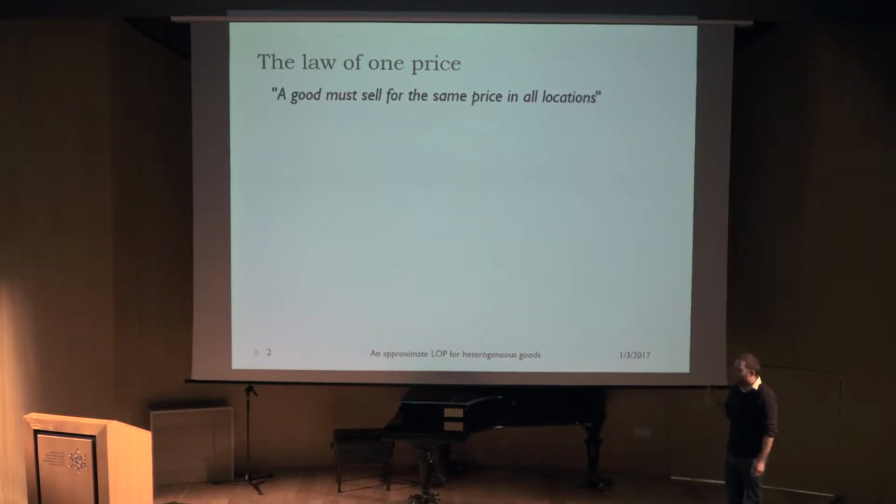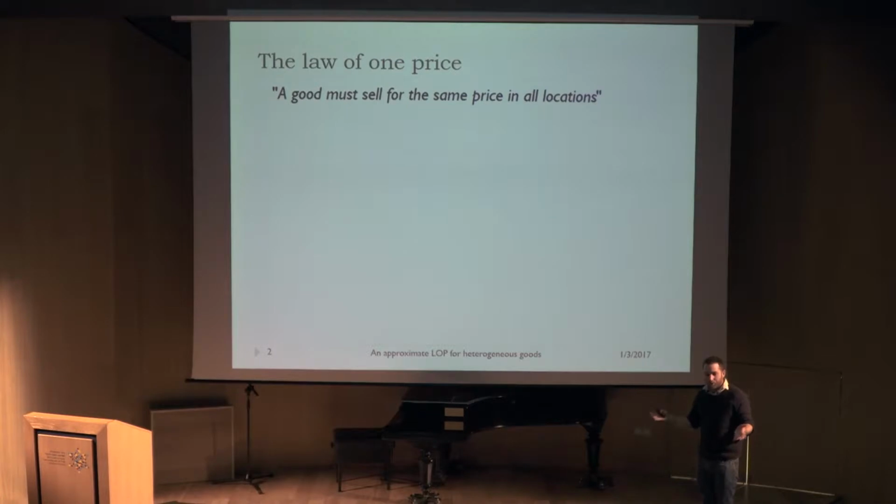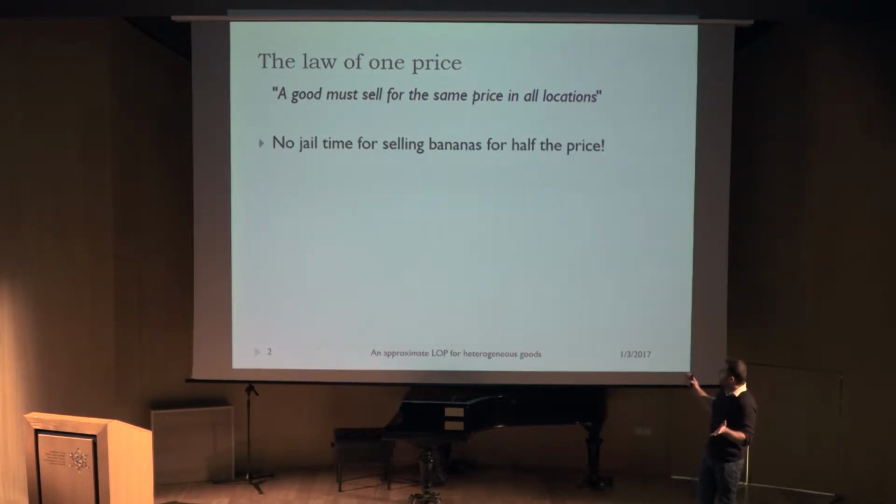So let me start by saying what is the law of one price. The law of one price states that a good must sell for the same price in all locations. This is trivial for some of us, but some of us are from computer science. And while I call it a law, it's quite obvious that nobody ever gets arrested for selling bananas for half the price, right? It's not an actual law, but we call it a law because the intuition is so obvious and so clear that it should always hold. It's not an axiom, it's not a theorem, it's just obvious that it holds.